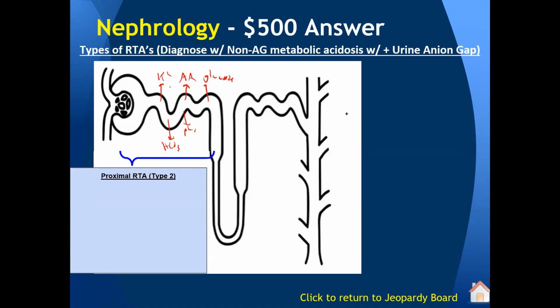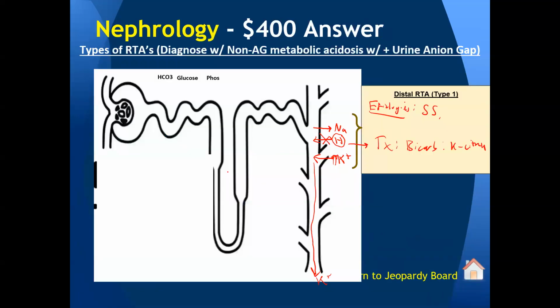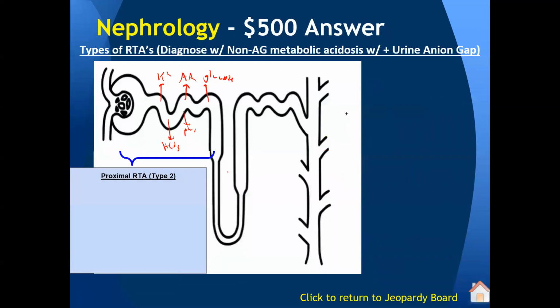So one thing that can clue you in that someone has a proximal RTA, and also they're not on an SGLT2 inhibitor, is that they have a UA with glucosuria, so a little bit of glucose in their urine, but their serum glucose is 110. That means that they are basically losing glucose from a proximal RTA, and they're peeing that glucose out.